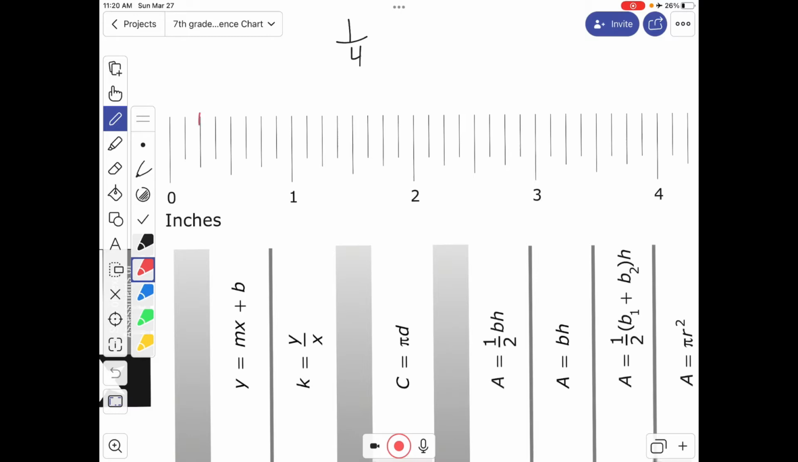Notice that some of these lines are just a little bit longer and some of them are short. The ones that are a little bit longer are the 1/4 marks. So this is 1/4. This would be 2/4, or 2/4 is 1/2. And the next one would be 3/4. So see, the next line that's long is right there. That's not going to be 1/4, it's going to be 1 1/4.